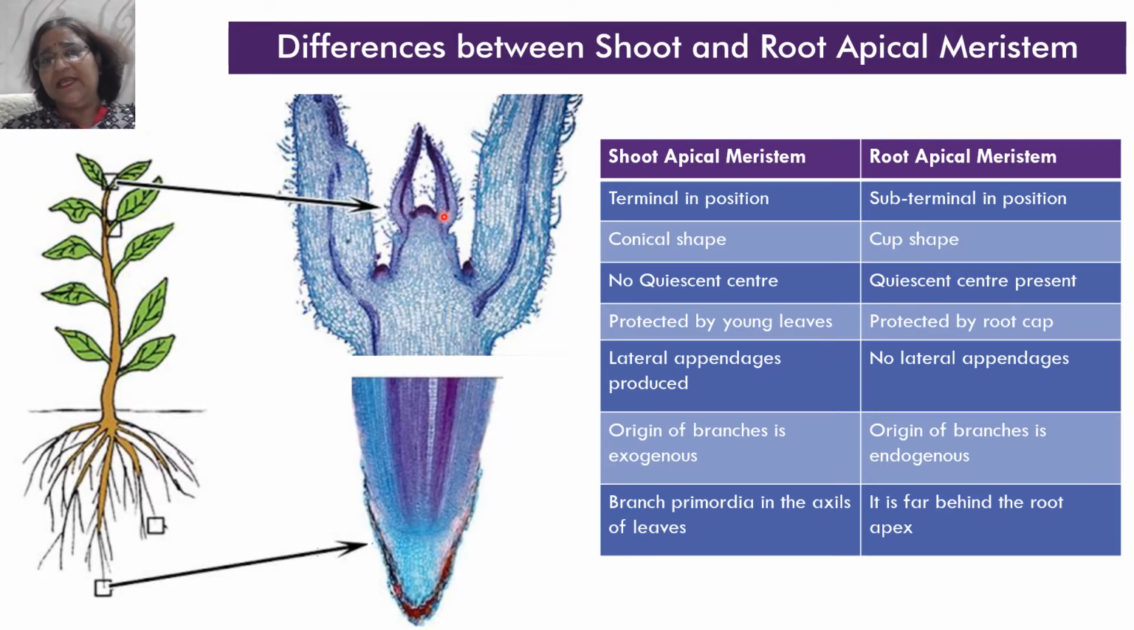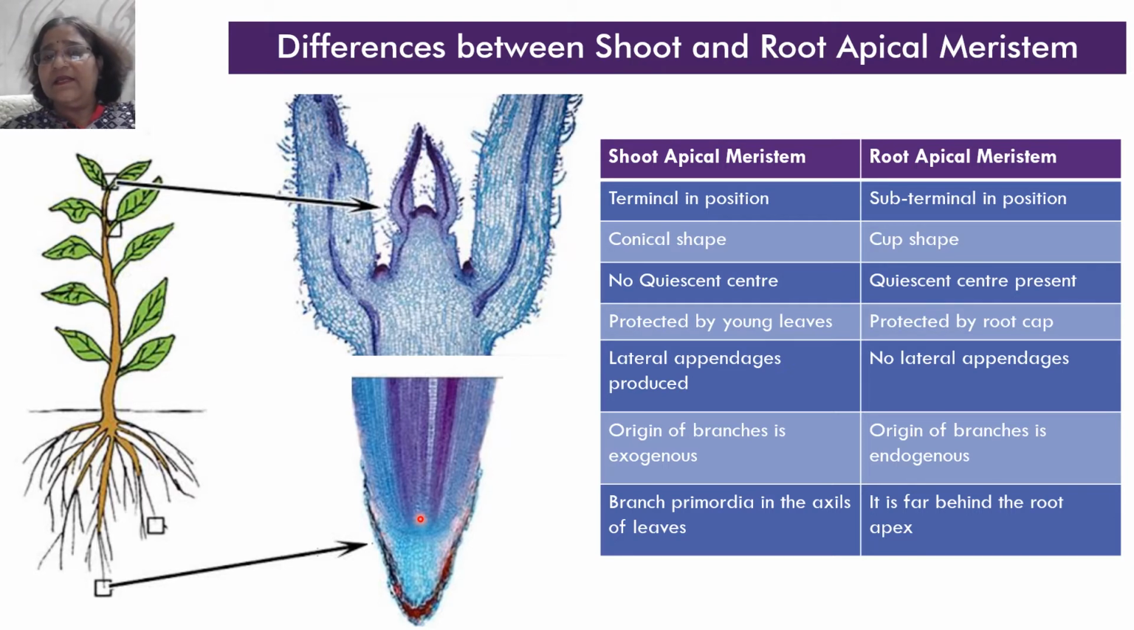In the shoot apex, you can see here that it is the terminal position of the shoot. So shoot apical meristem is present at the terminal position, while in case of root, the root apex is present here. This is not the terminal position because here is the root cap. Due to the presence of the root cap, the root apical meristem is subterminal in position. And you can see the shape is conical, while in case of root, it is a cup shaped structure. And also in the root, there is a quiescent center.